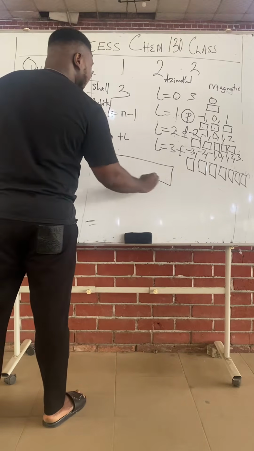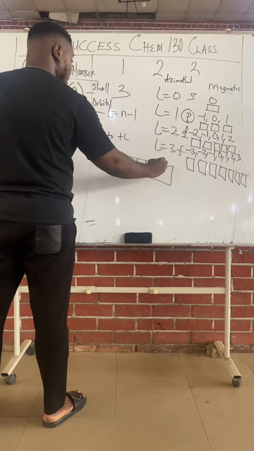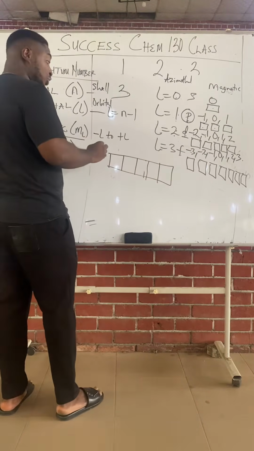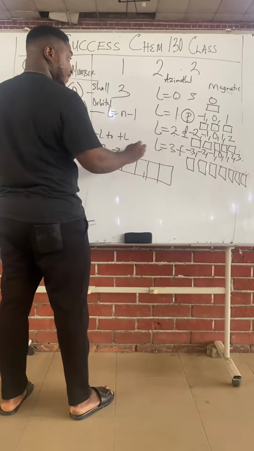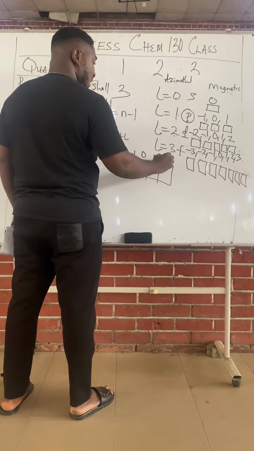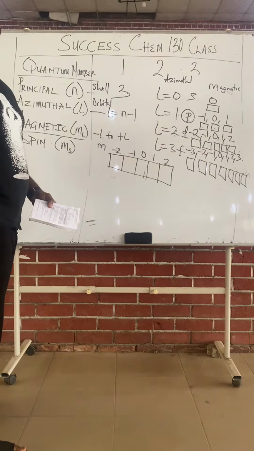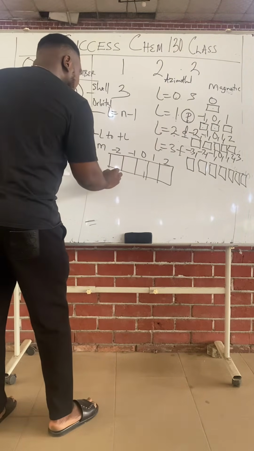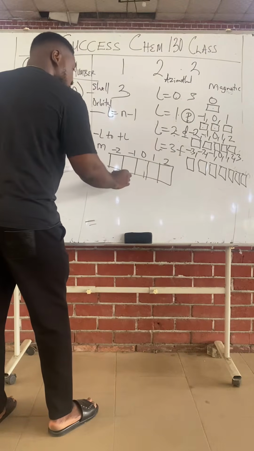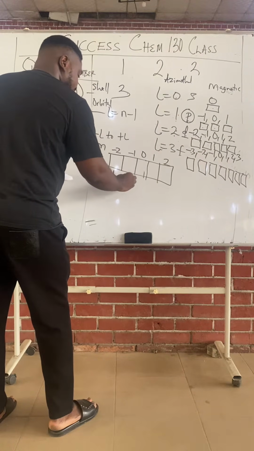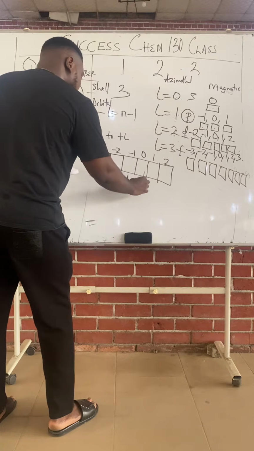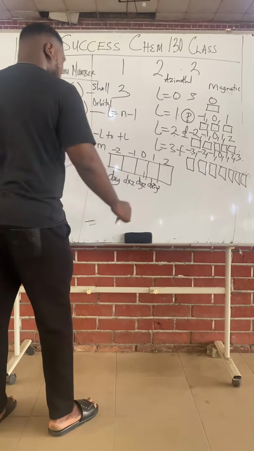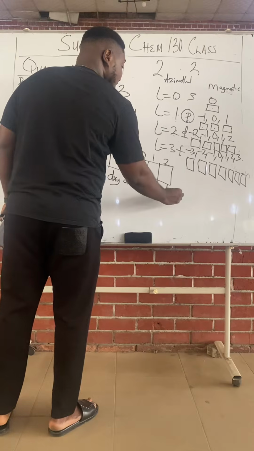D has 5 blocks. And the 5 blocks of D have all their magnetic quantum numbers: -2, -1, 0, 1, 2. Each of these blocks has a special name. This block is called Dxy. This block is called Dxz. This block is called Dyz. This block is called Dx squared minus y squared, and this block is called Dz squared.